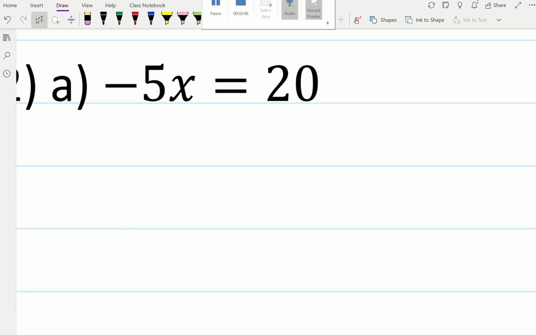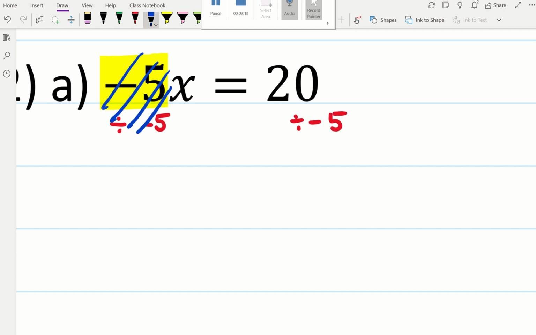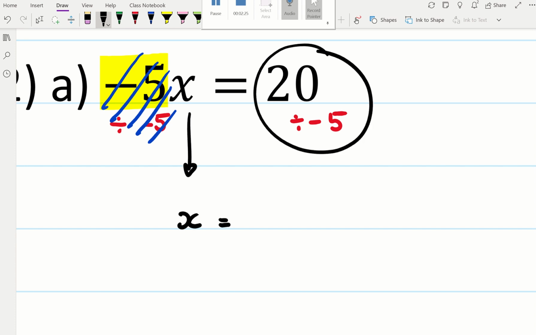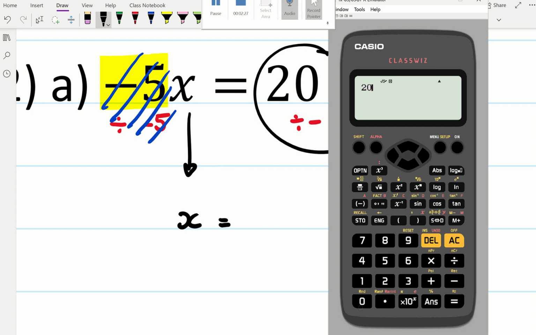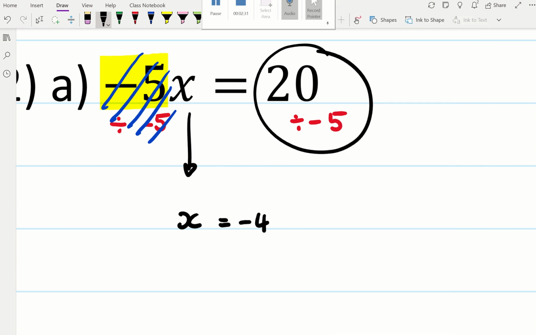And this is similar. The number multiplied by x is -5. That's what you divide by. You divide by -5 and you divide by -5. -5 divided by -5 is gone. I am left with x. And x is 20 divided by -5, which is -4. You do it in order. You start reading from here. So it's 20 divided by -5.